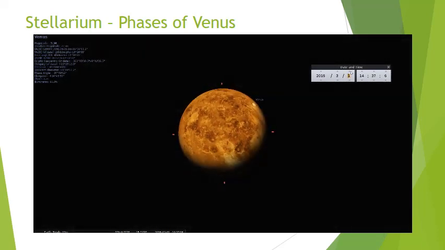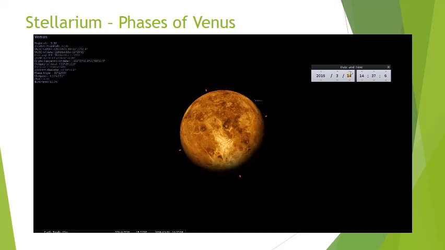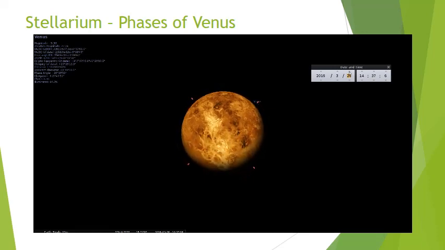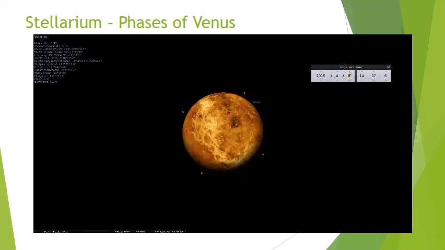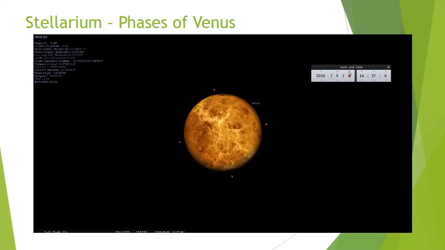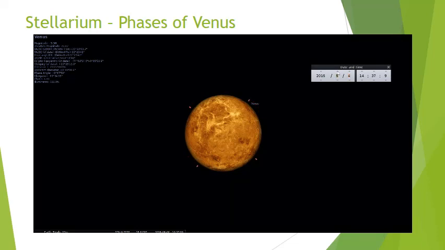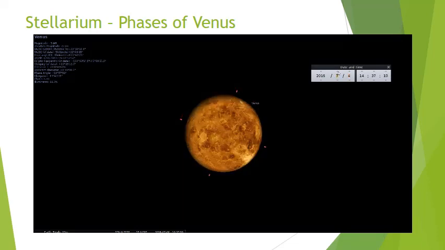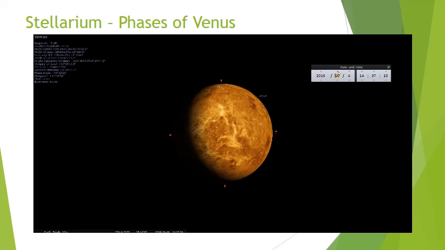And again, notice it's getting more and more, until eventually I'll wind up with a full Venus. I'm stepping it through day by day. I can speed this up by going month by month. So notice in June, it's going to be a full Venus. Now notice we start to get a gibbous Venus.